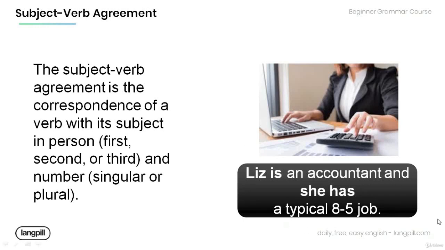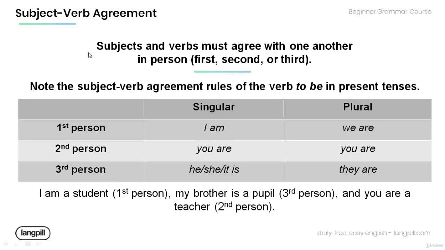Have a look at the example over here. Liz is an accountant and she has a typical 8-to-5 job. Note that the verb is corresponds with the subject Liz, which is in the third person and singular. And the verb has corresponds with the pronoun she, which is in the third person and singular. Remember that subjects and verbs must agree with one another in person, first, second, or third.